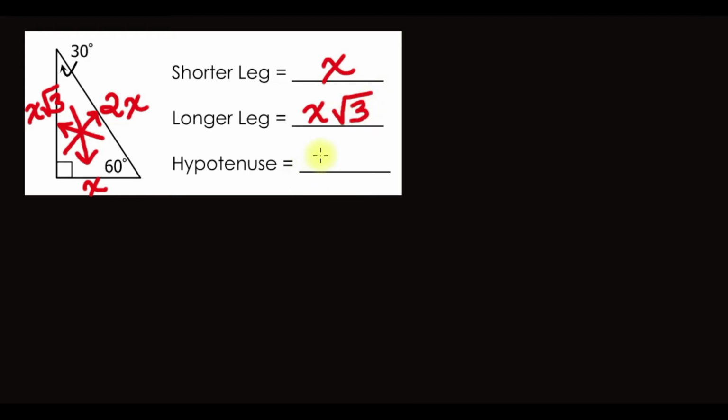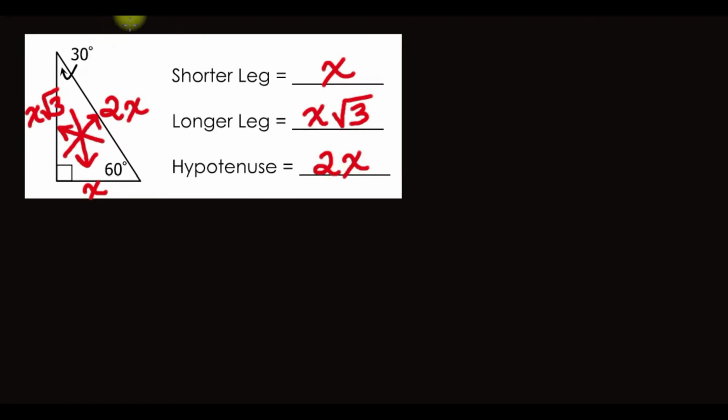And then the hypotenuse is the side that's opposite from the right angle, so that's going to be 2 times whatever x is. Okay, so for an example, if the shorter leg is 5, this is 5 square root of 3, and this is going to be 5 times 2, which is 10.